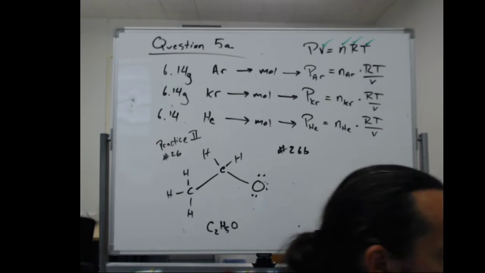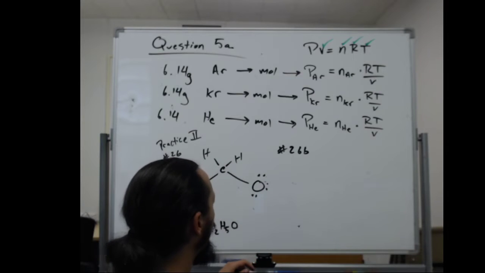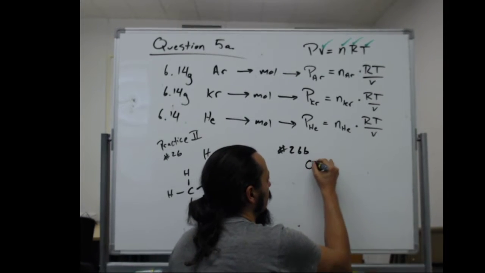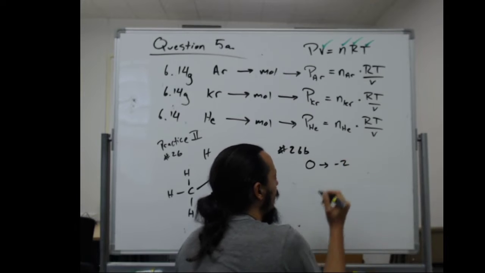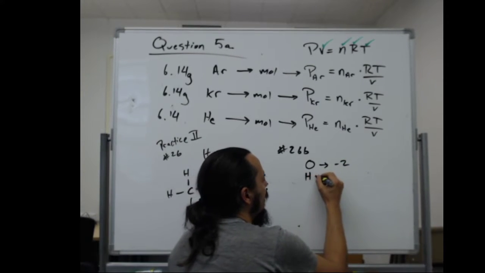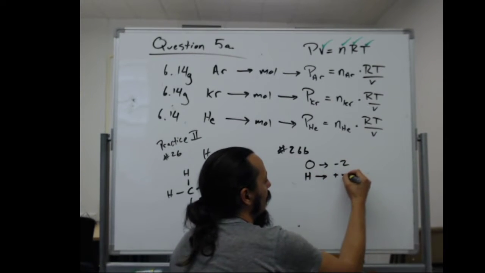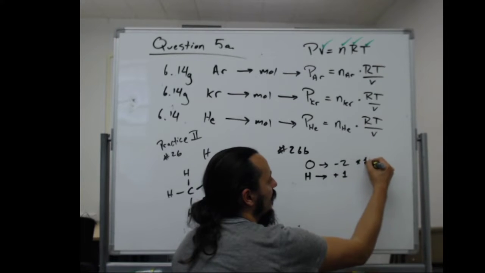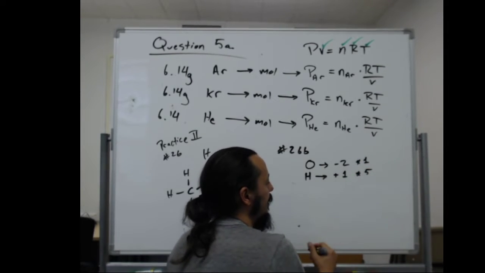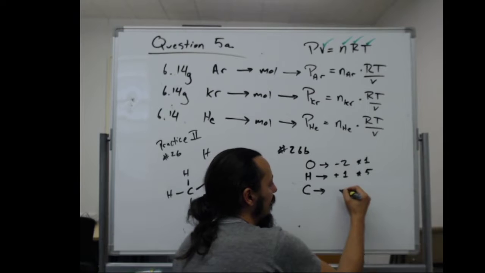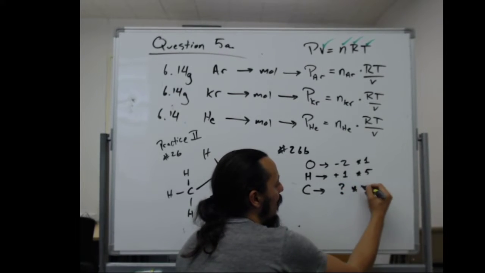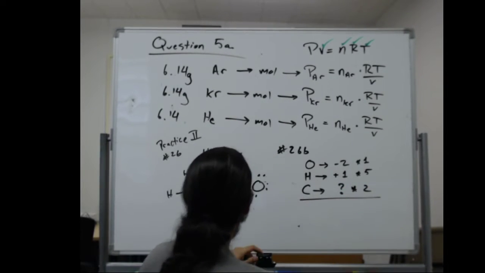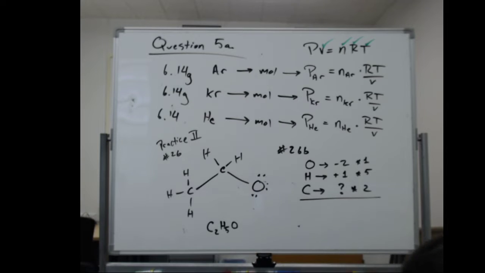Okay, so for this we have to know a couple things. We have to know that oxygen is likely a -2. Hydrogen is likely a +1. We've got 1 oxygen. We've got 5 hydrogens. And carbon is a variable value, and we've got 2 of them. But we know, let me check something real quick. Does this thing have an overall charge associated with it?